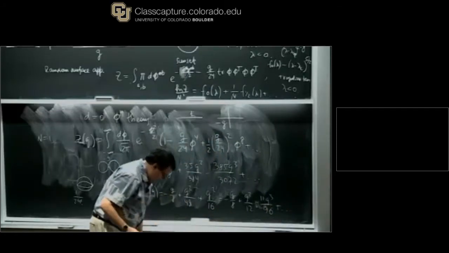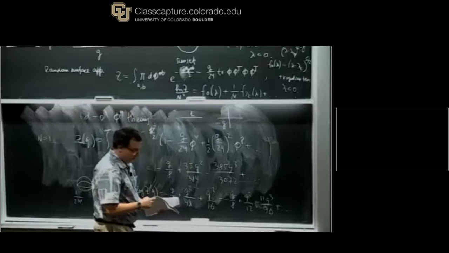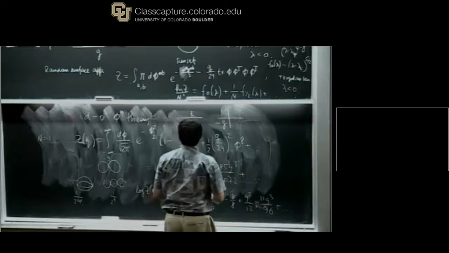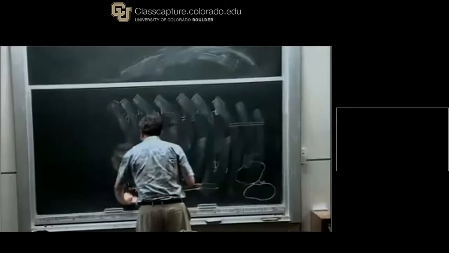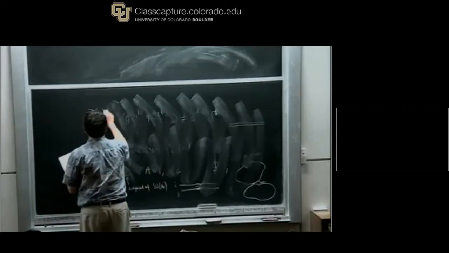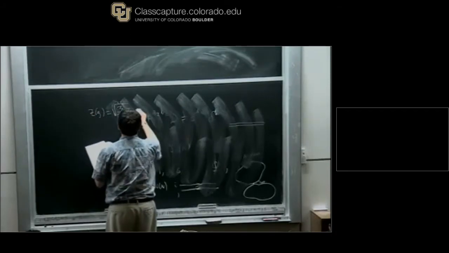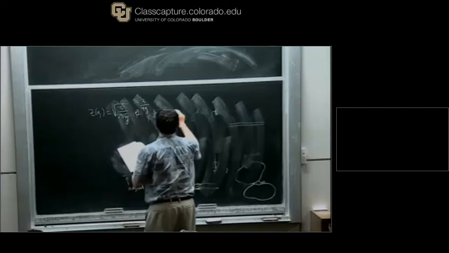But there is good news that in this theory, this integral is just doable in terms of a Bessel function. So the exact answer for this integral is, Z of g can just be written down in closed form: Z of g is the square root of 3 over 2 pi g, e to the 3 over 4 g, K 1/4 of 3 over 4 g.